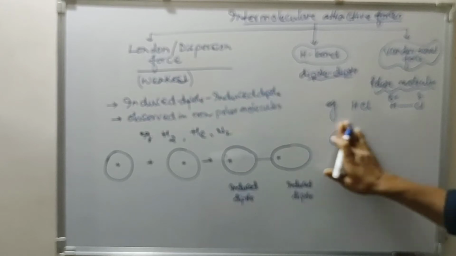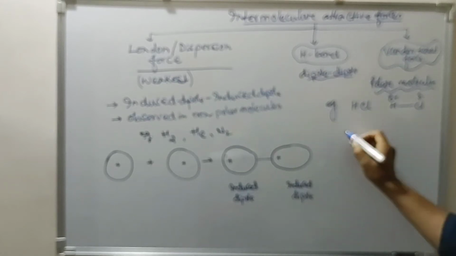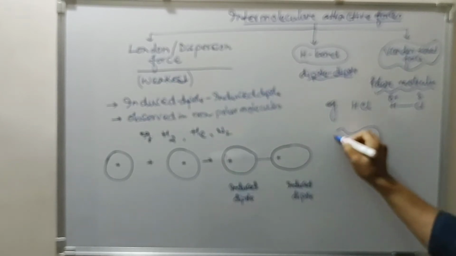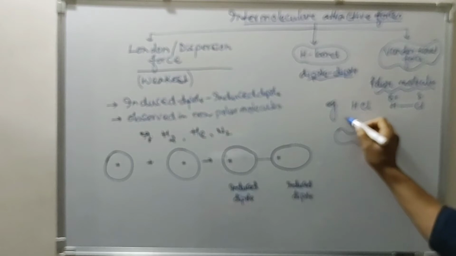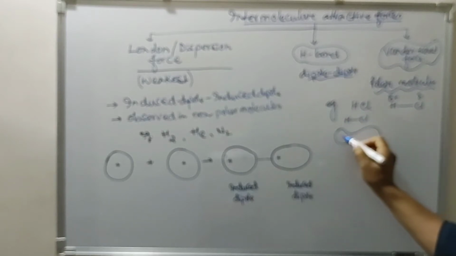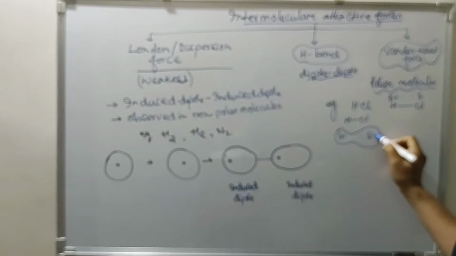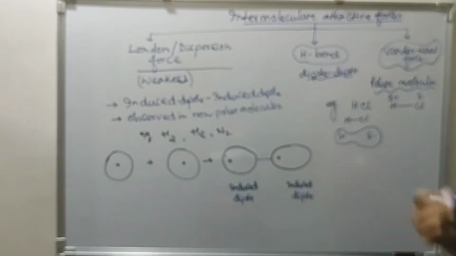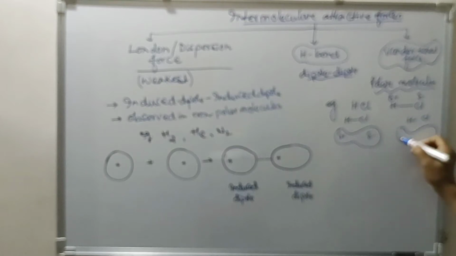Suppose we have this HCl. This is hydrogen, positively polarized, and this is negatively polarized, Cl minus. Similarly, another HCl molecule, where this is positively polarized and this is negatively polarized.